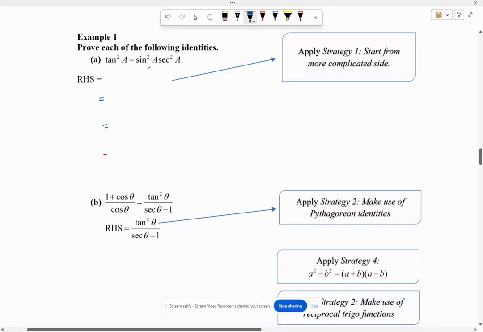Alright, let's look at example 1. We have to prove tan²A equals sin²A sec²A. So for the first strategy, you must always start from the more complicated side.